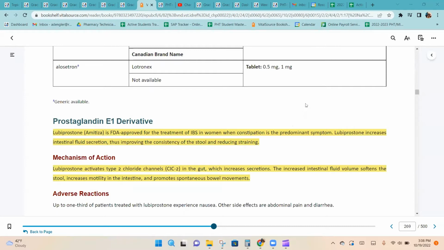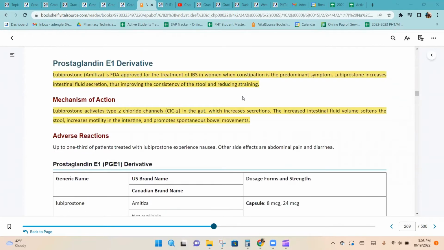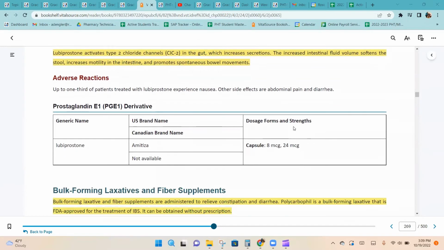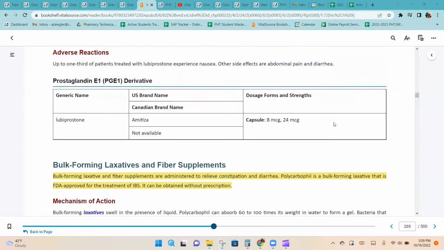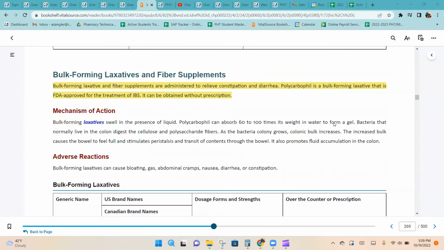Amitiza is FDA approved for the treatment of IBS in women when constipation is the predominant symptom. It increases intestinal fluid secretion, thus improving the consistency of the stool and reducing straining. It activates type 2 chloride channels in the gut, which increases secretions. The increased intestinal fluid volume softens the stool, increases motility in the intestine, and promotes spontaneous bowel movements. So that's available in an 8 microgram and 24 microgram capsule.